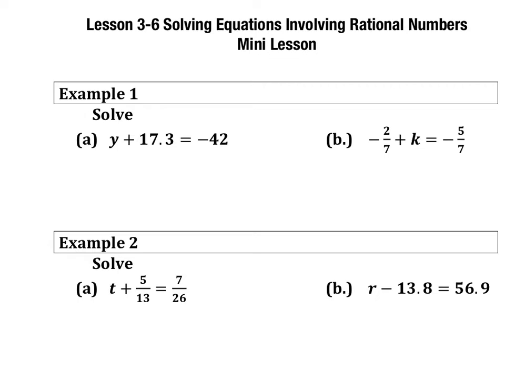So in example 1a, we automatically note that y is being increased by 17.3, making the inverse operation subtraction. So we would subtract 17.3. Whatever you do to one side, you must also do to the other. So we're going to subtract 17.3 from both sides of the equation. That will isolate y on the left.